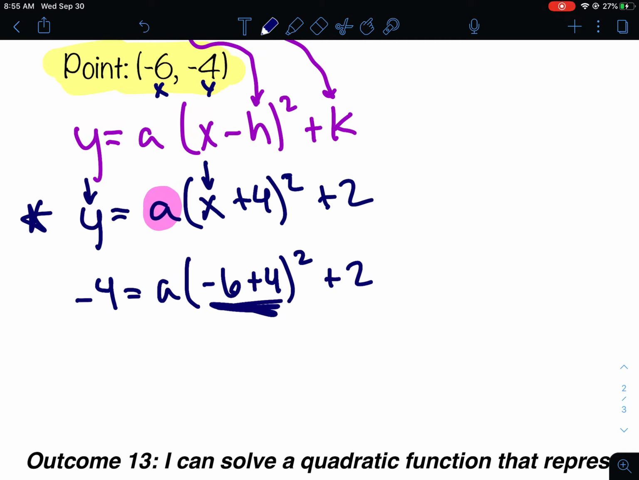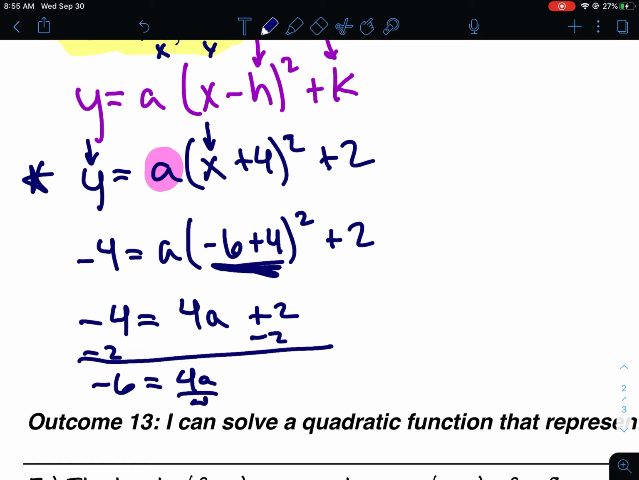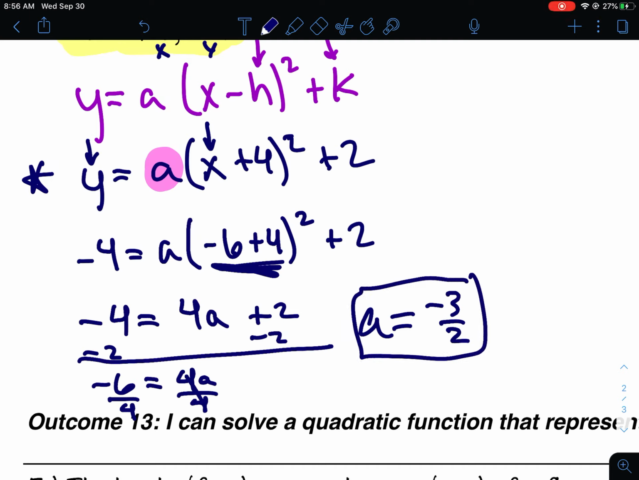-6, we got to do our order of operations. -6 plus 4 is -2. -2 squared is 4. So essentially I have -4 equaling a times 4, or 4a plus 2. Okay, so subtract 2 from both sides. I have -6 equaling 4a, and then divide by 4, divide by 4. And what you'll get is -3/2. A equals -3/2 when we reduce -6/4. So now I can take this and I can plug it into the a.